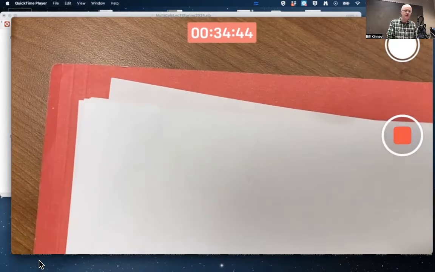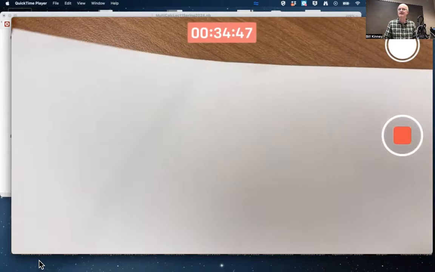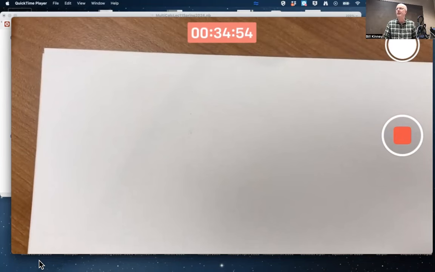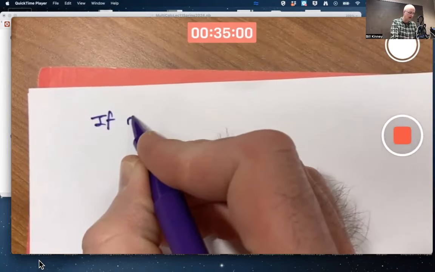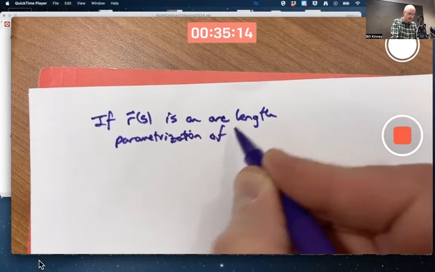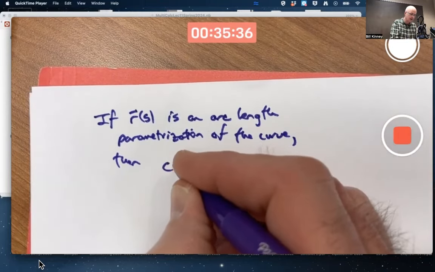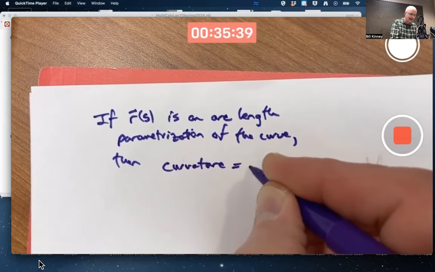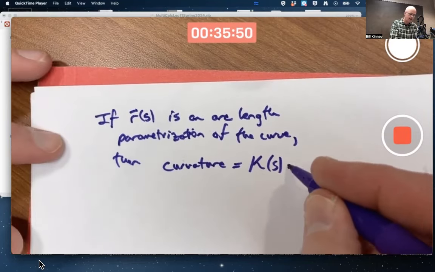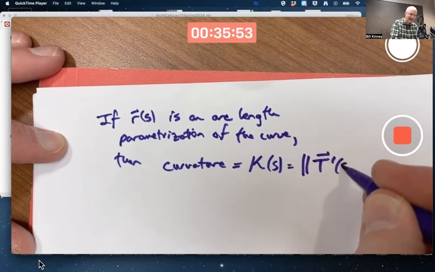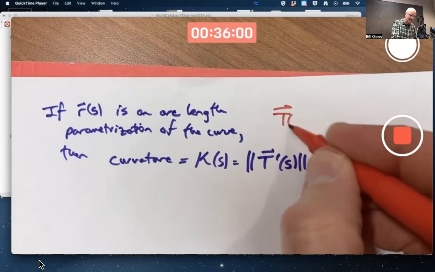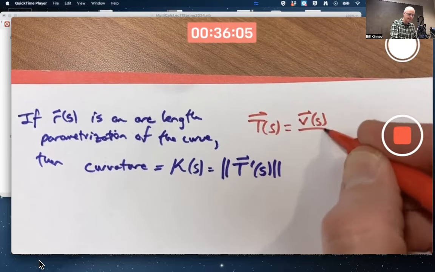By definition, the curvature of a parametric curve is based on an arc length parameterization, as the magnitude of the rate of change of the unit tangent vector. If R of S is an arc length parameterization of the curve, the curvature, denoted by kappa of S, is defined to be the magnitude of capital T prime of S, where capital T of S is V of S divided by its magnitude.